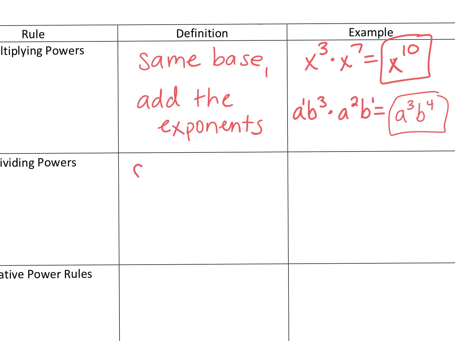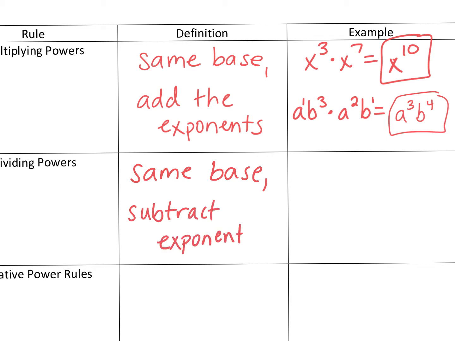Okay. Next up, dividing powers. Works very similar. If we have the same base, what do you think we can do with those exponents? Anybody remember? Subtract. Good. Subtract the exponents. So for instance, if I have x to the 7th over x to the 3rd, that's the same base. I can subtract the exponents, so this would just be x to the 7 minus 3, 4. Good.